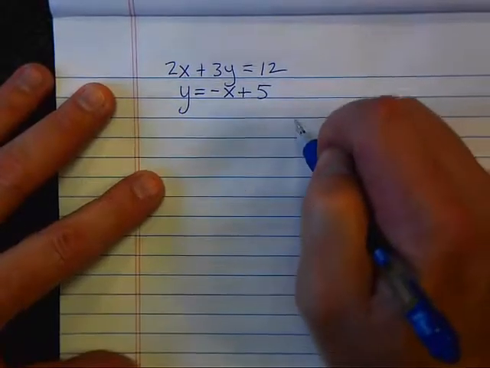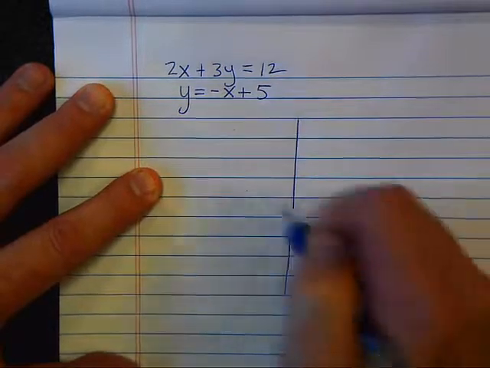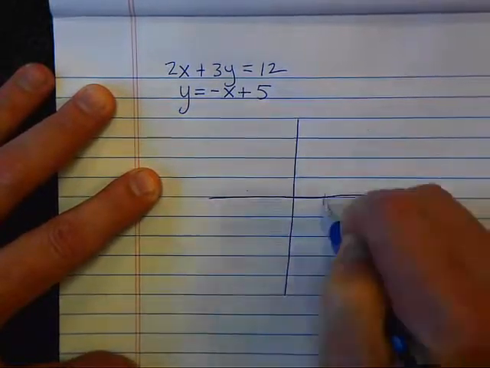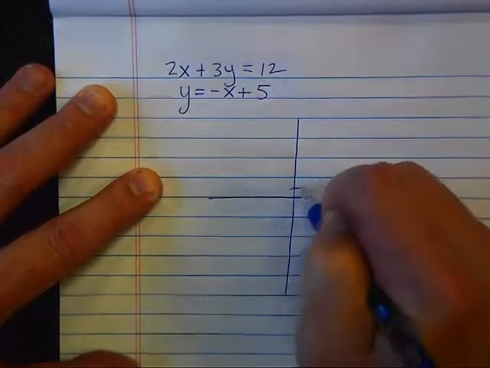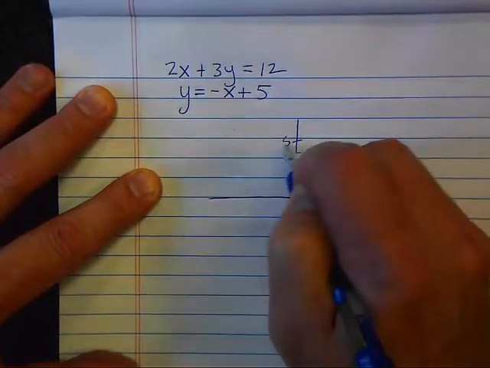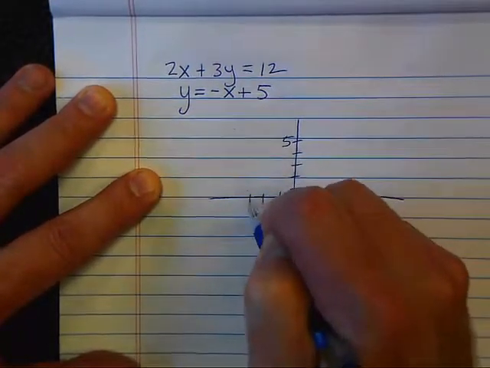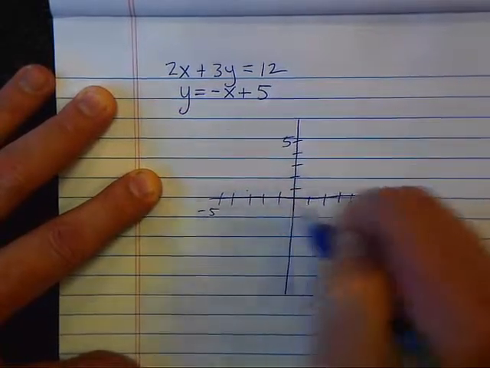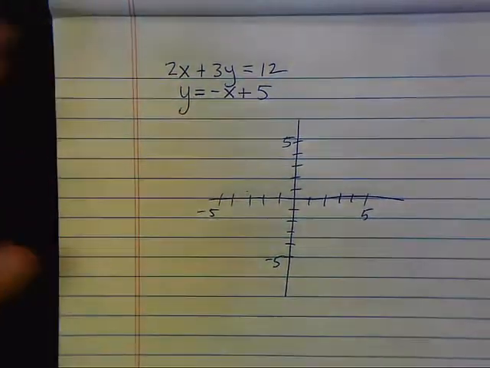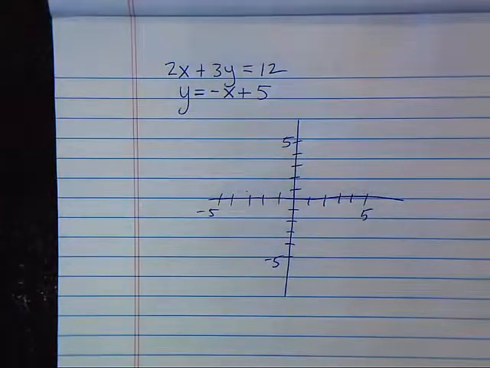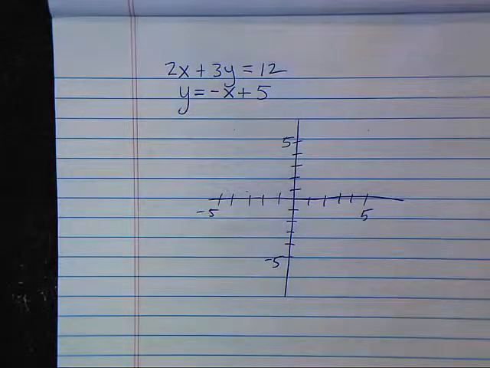All right, so we draw our grid. 1, 2, 3, 4, 5. And of course, it's extremely important that we put scaling on our graph this time. It was important before, but it's extremely important now. Why is it extremely important now? So you can see where the lines cross. If you don't have any scaling, it's hard to tell where they cross.